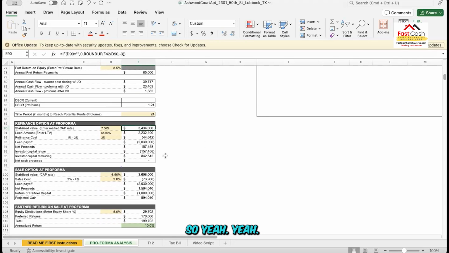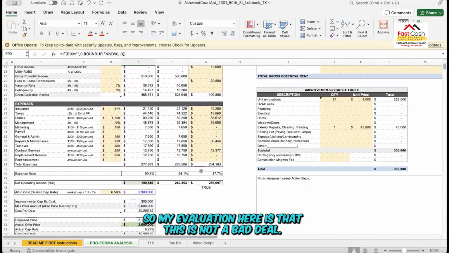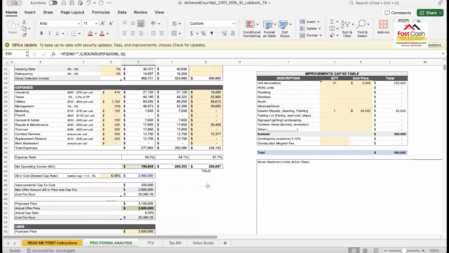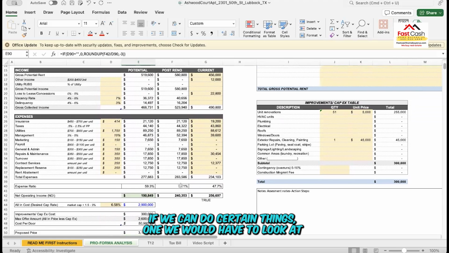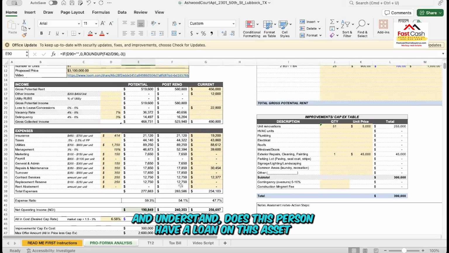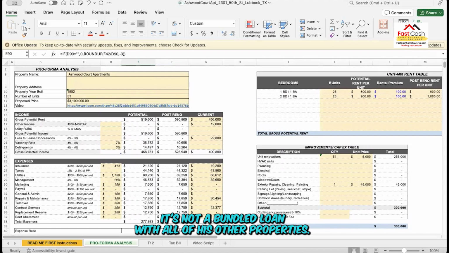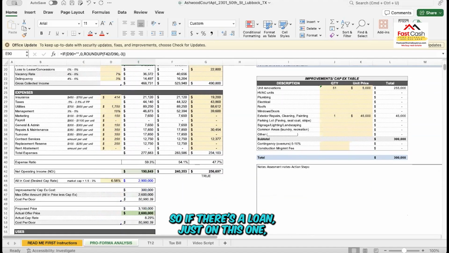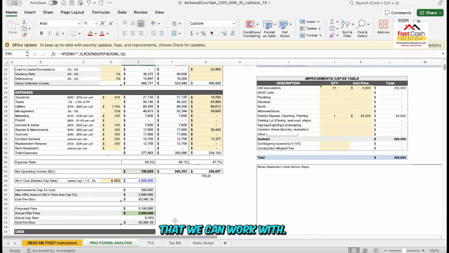So my evaluation here is that this is not a bad deal if we can do certain things. One, we would have to look at and understand, does this person have a loan on this asset that is not a bundled loan with all of his other properties? If there's a loan just on this one and we can assume the loan, there may be some value here that we can work with.